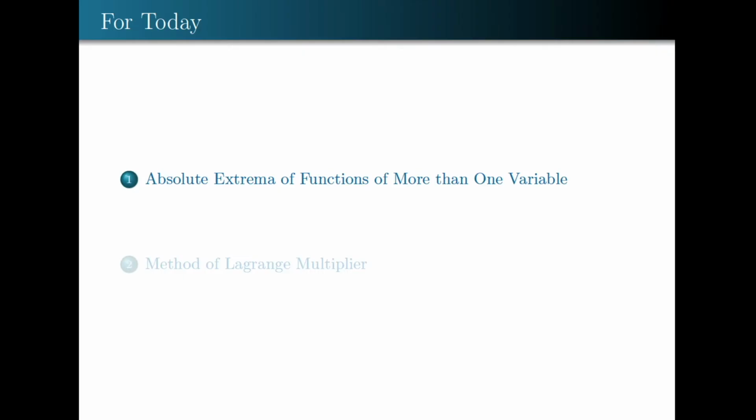In the first video, we learned about the absolute extrema of functions of more than one variable and how to compute them. In the second part of the lecture, we will talk about a method of finding the extreme values of a function given a particular constraint, called the method of Lagrange multipliers. This method finds many applications in real-world problems, especially in optimization. So shall we begin?